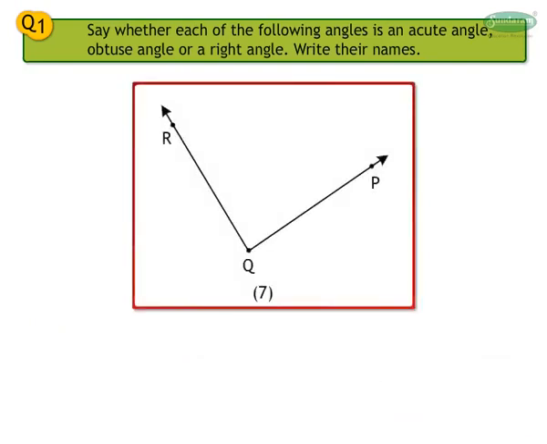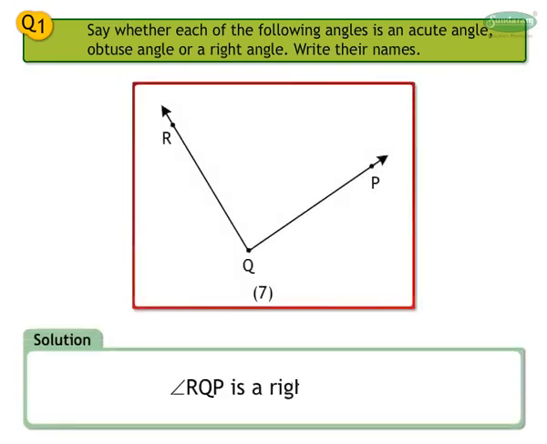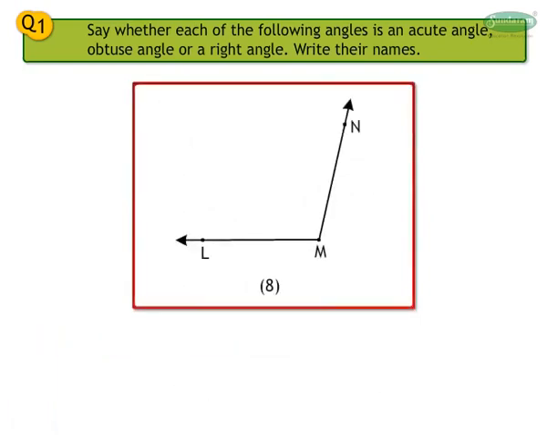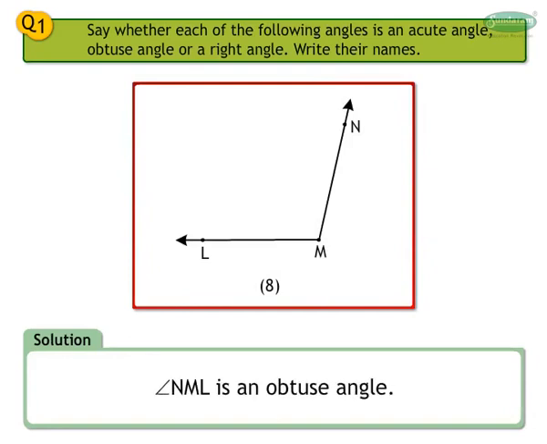Number 7. In the given figure, angle RQP is a right angle. Number 8. In the given figure, angle NML is an obtuse angle.